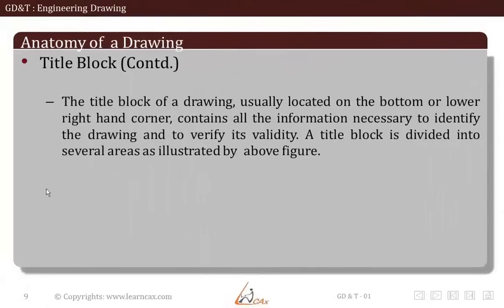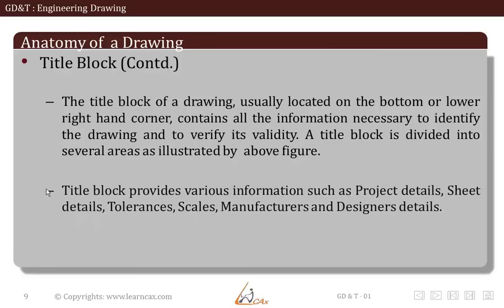The title block of a drawing, usually located on the bottom or lower right hand corner, contains all the information necessary to identify the drawing and to verify its validity. A title block is divided into several areas, as studied in the last slide. The title block provides various information such as project details, sheet details, tolerances, scales, manufacturers, and designer details.